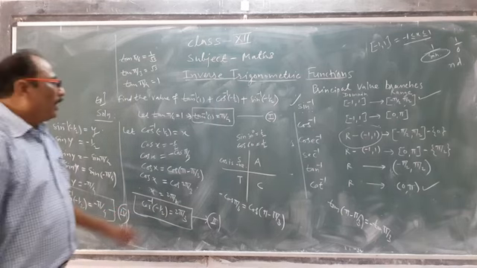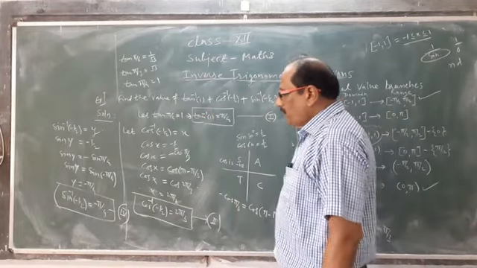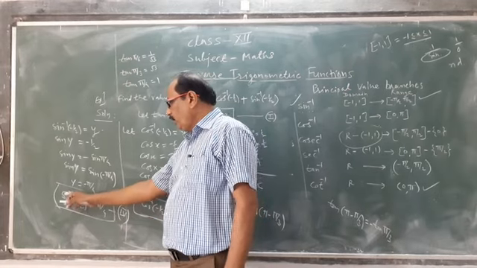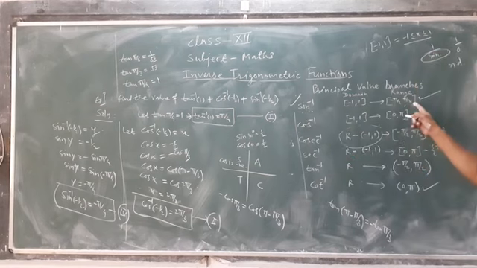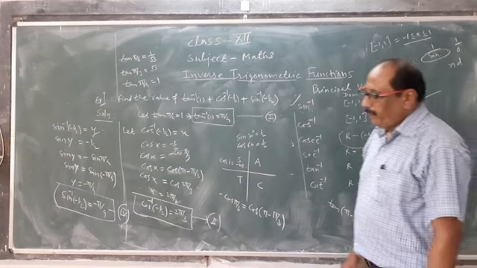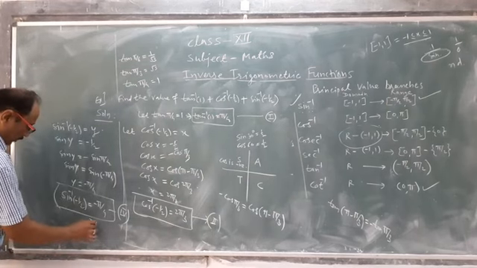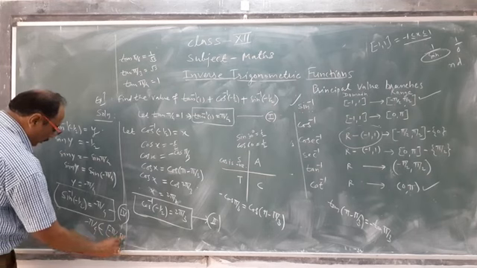Then we try to solve the given equation. Why is sin inverse of minus 1 by 2 equal to minus pi by 4? Because the principal value branch of sin inverse is minus pi by 2 to pi by 2, and minus pi by 4 lies between minus pi by 2 and pi by 2.